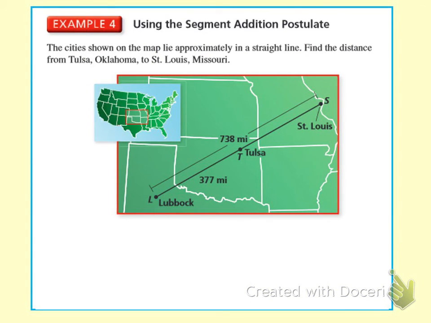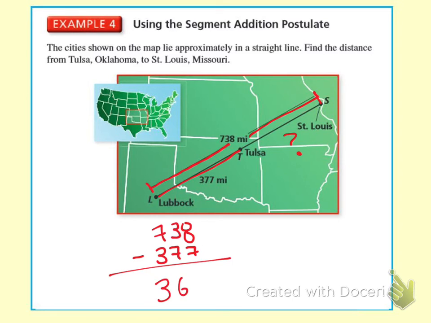So now you just have a picture behind it, but it's the same idea. The cities shown lie on the map approximately in a straight line. Find the distance from Tulsa, Oklahoma to St. Louis, Missouri. What is the full length of our trip? 738. So how much of that trip have we already driven? 377. So how do I find what's left? Subtract. What is 738 minus 377? It's close. 361 miles.